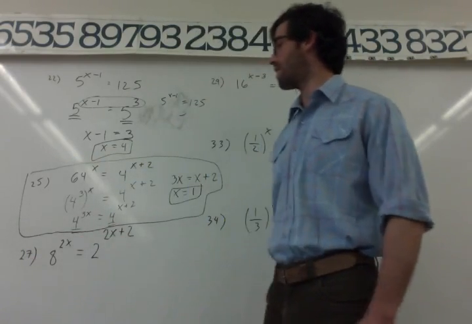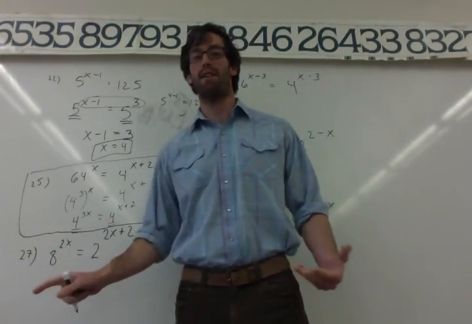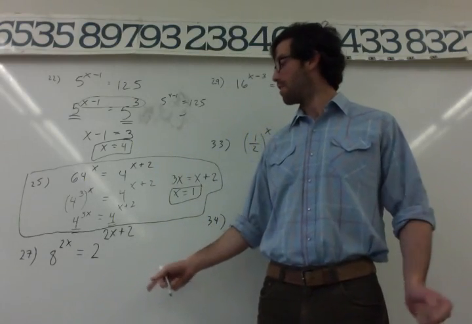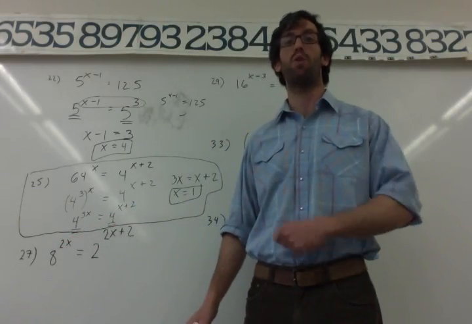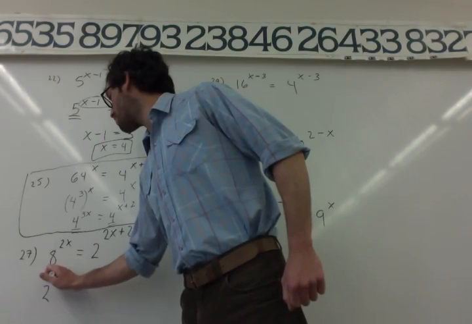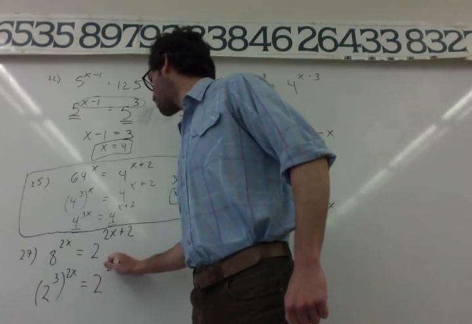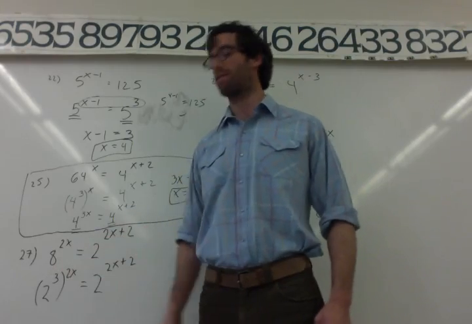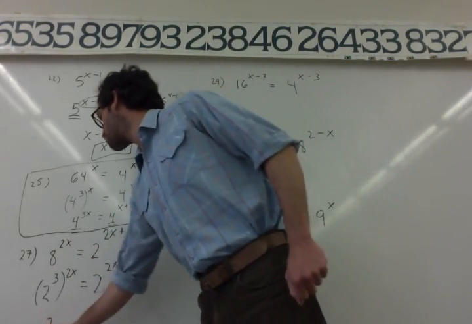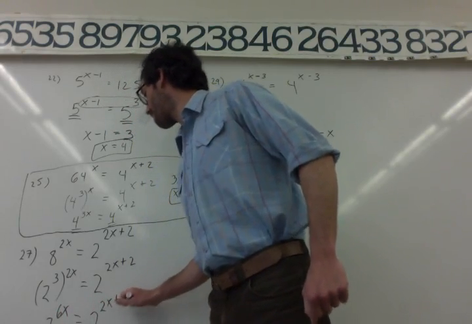Now the next problem. Similar idea. We want to write both sides with the same base. Here you only really have one option. You have a 2 as the base. 8 can be written as a power of 2, 2 to the third. So we have 2 to the third to the 2x equals 2 to the 2x plus 2. A lot of 2's. Multiply here. 3 times 2x, you get 6x. So 2 to the 6x is 2 to the 2x plus 2.